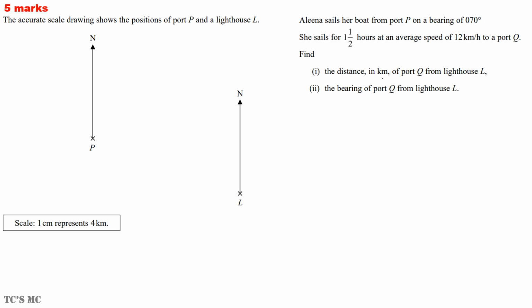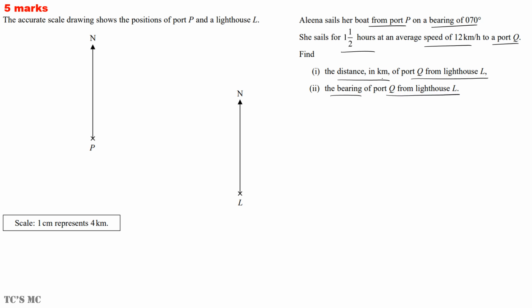The accurate scale drawing shows the positions of port P and a lighthouse L. Alina sailed her boat from P on a bearing of 070 degrees. She sails 1.5 hours at a speed of 12 kilometers per hour to Q. Find the distance in kilometers of Q from L. Find the bearing of Q from L.